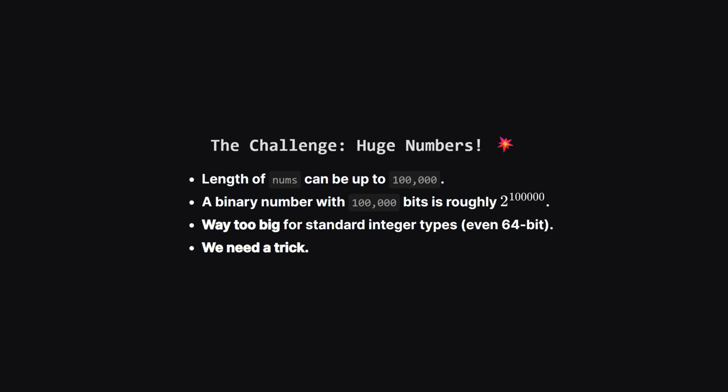Now you might be tempted to just convert these binary substrings into integers and check if they are divisible by 5, but there's a catch. The problem says the list can be up to 100,000 items long. A binary number with 100,000 bits is absolutely massive. It's way larger than what a standard 64-bit integer can hold. If we try to store the actual value, our program will crash or slow down to a crawl. We need a way to check for divisibility without storing that giant number.